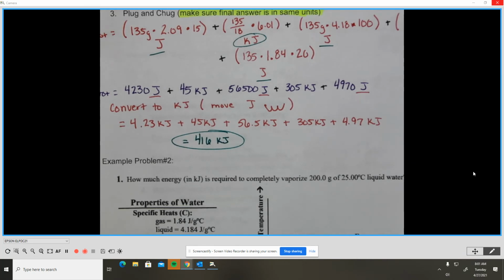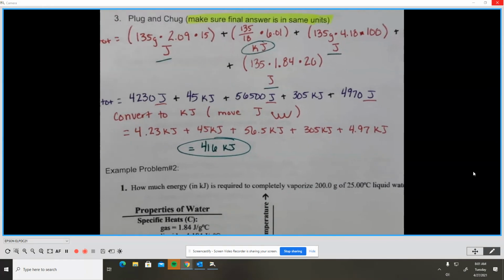We're going to look at example problem 2. I know that this was a lot. Obviously, you're going to have access to your notes for your test and everything for this. We're going to do a lot more practice tomorrow in class. But we're going to look at example problem 2.